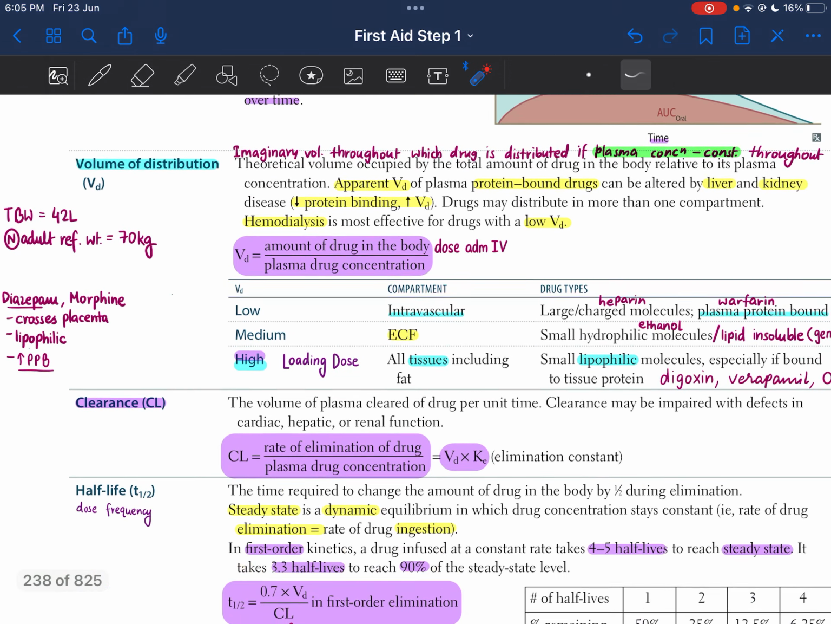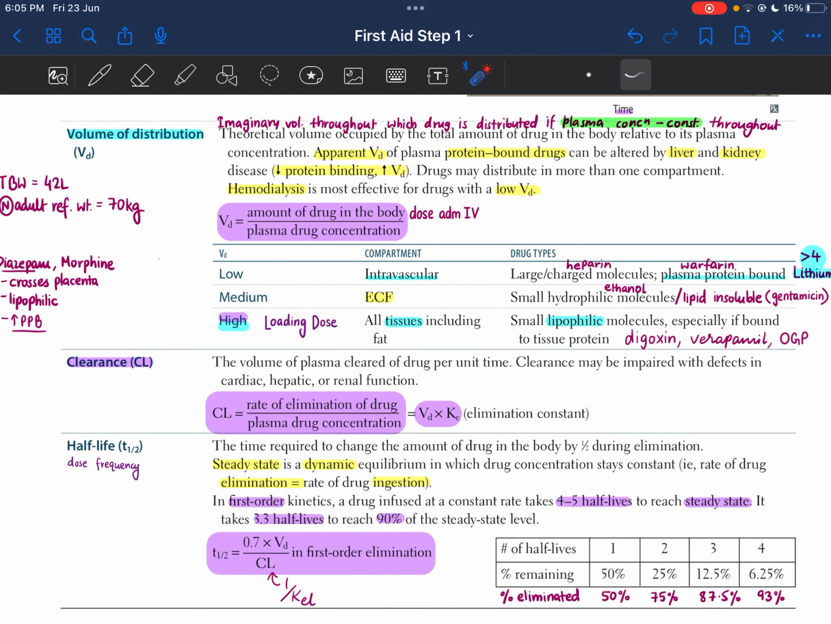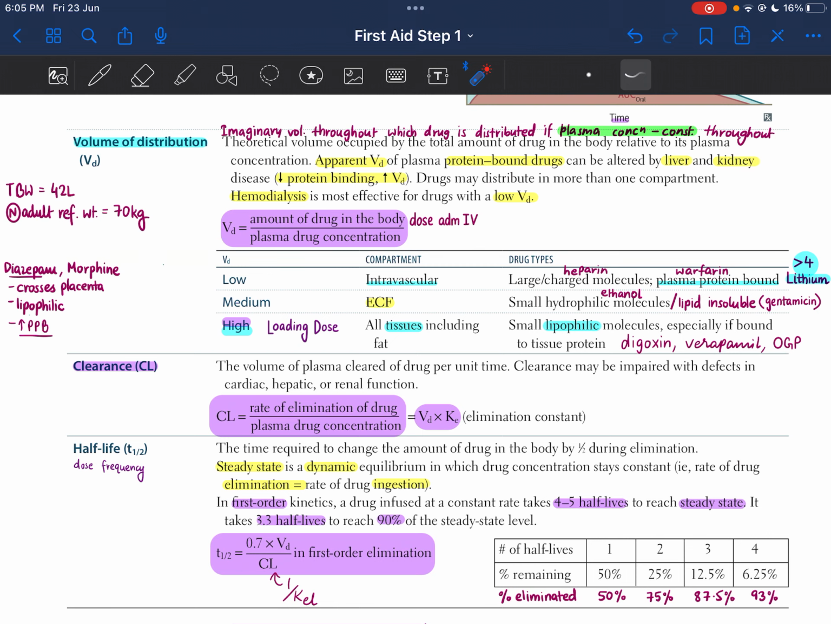Next we come to volume of distribution. So first let's read and try to understand, then we'll go into the nitty-gritties of things. A theoretical volume occupied by the total amount of drug in the body relative to its plasma concentration. Head or tail, it's very difficult to understand. The easiest way to understand this is the imaginary volume throughout which the drug would be distributed if the plasma concentration had been constant throughout. That is volume of distribution.